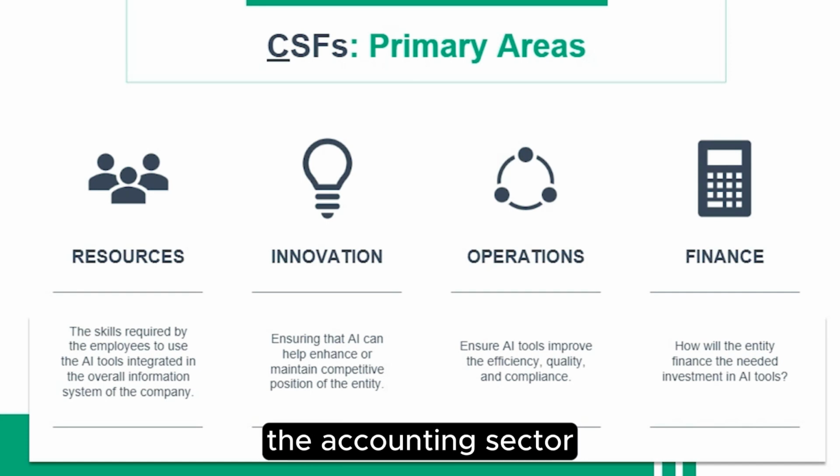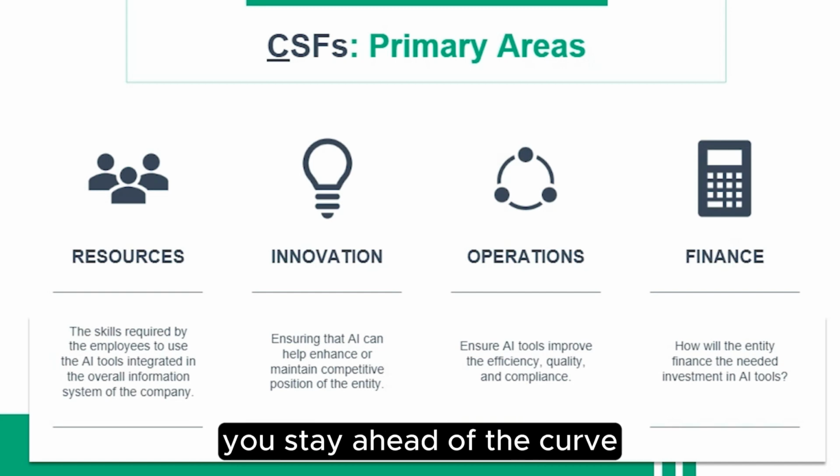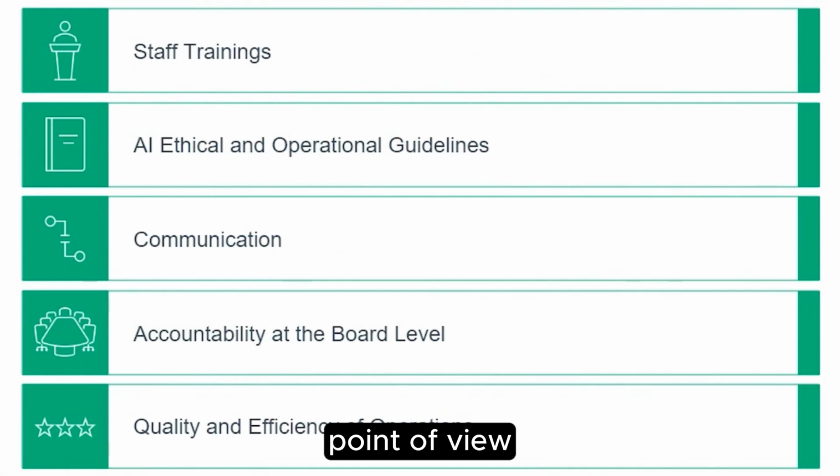There's some people in the accounting sector where this is completely new to them. They've never been onto ChatGPT. They've never had a look at anything to do with AI, which is fine. It's new and it's developing. So thinking about that again from a finance perspective, how will the entity actually finance this, where you have some free tools, but then you have some paid ones? That's where I was saying to have a look at the software you currently have in your organization. Go back to them and say, what are you currently doing and what are you going to be implementing in the future? Again, that is so that you stay ahead of the curve from an innovation point of view.